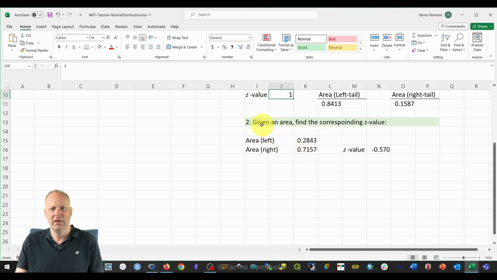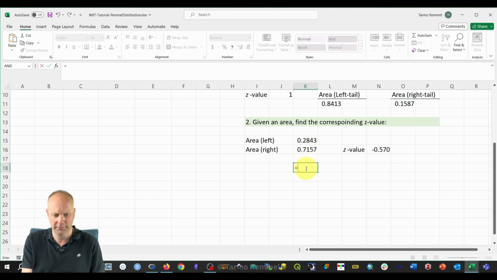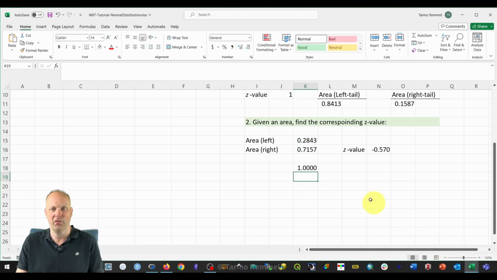The next example is that rather than having a z value and trying to get an area, we have the area and we want to work the other way to get the z value. So if I say that the area on the left is this, then I can figure out what the area on the right is by simply subtracting it from 1. So these two together, if you don't believe me, this plus this has a total area of 1. And when I have set this up, it tells me that somewhere this distribution is cut. The z value tells me where that happens.